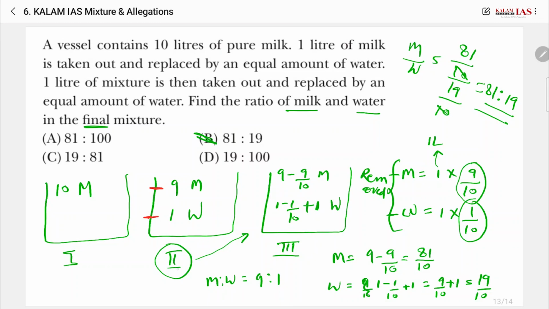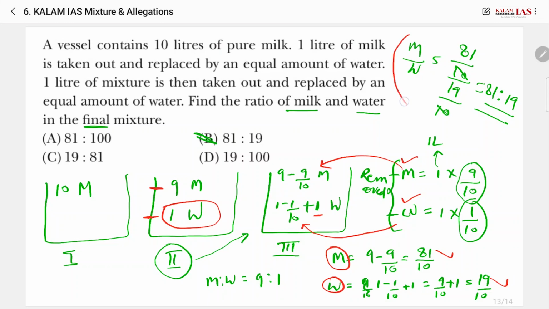Now 1 liter of this mixture is removed. That means 9 by 10 liter of milk is removed and 1 by 10 liter of water is removed. So left will be 9 minus 9 by 10, this value, and water will be 1 minus 1 by 10, because initially it was 1 liter of water, and an extra 1 liter is added. Now the final value of milk is 81 by 10 liters and water is 19 by 10. Now simply we have to take the ratio of these two values, which comes out to be 81:19.